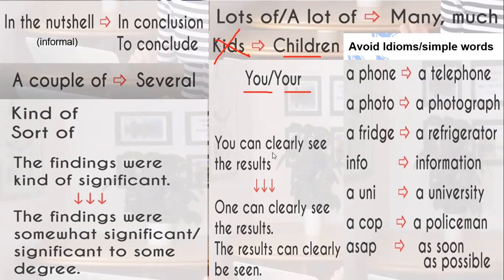Okay, "you can clearly see the results". You can't say that when you are writing, because you are addressing the examiner. So it should be "one can clearly see the results", or "the results can clearly be seen".